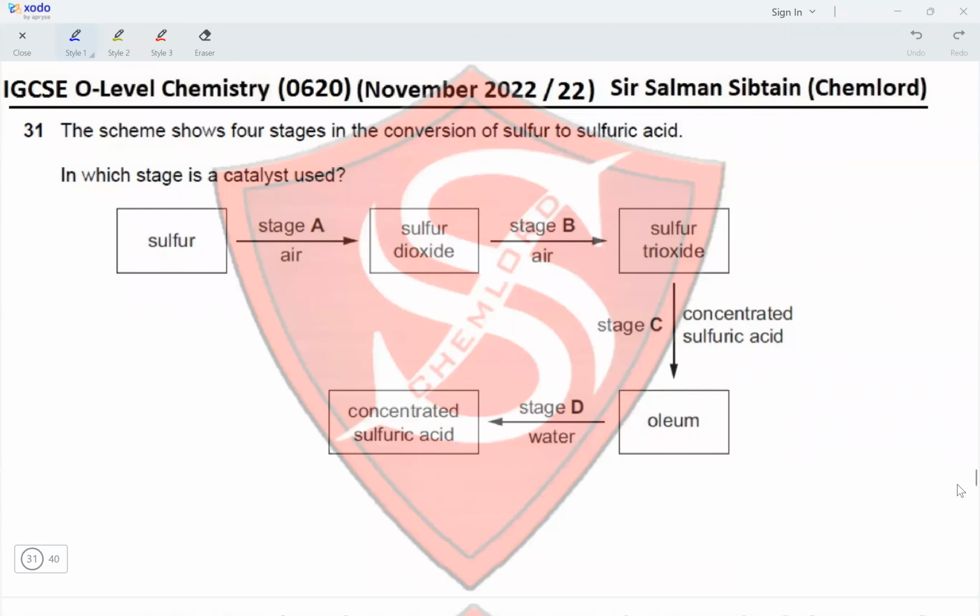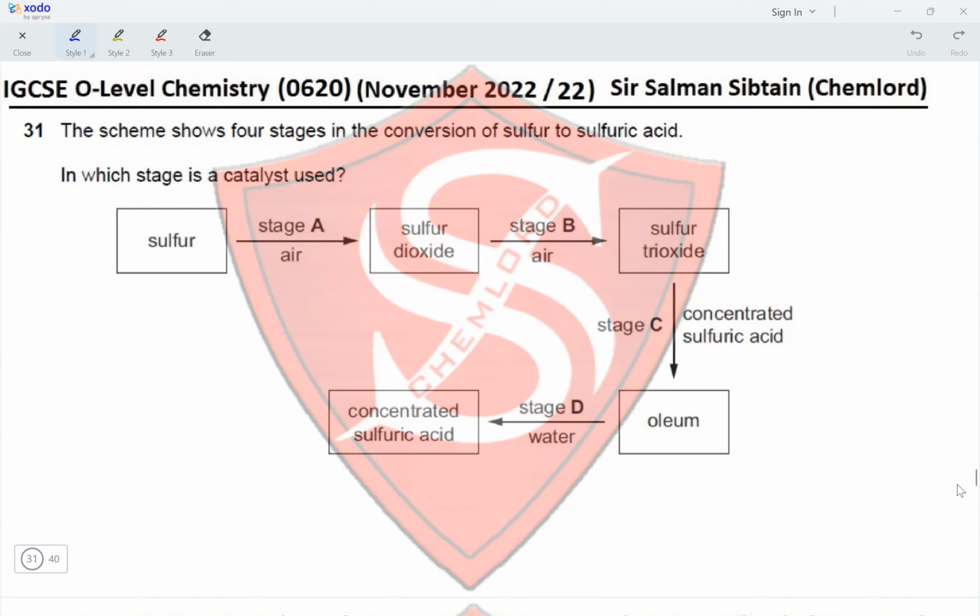Hi guys, this is IGCSE O-Level Chemistry, paper 22, Extended MCQs, November 2022, question 31. The scheme shows 4 stages in the conversion of sulfur to sulfuric acid. In which stage is a catalyst used?